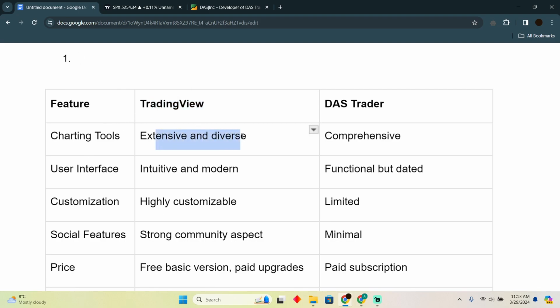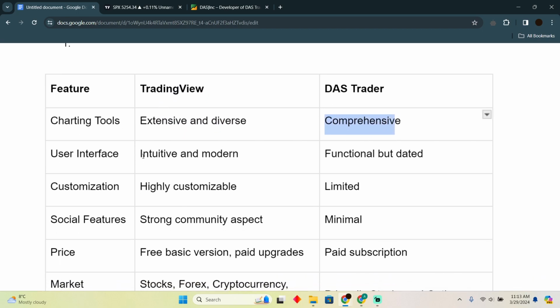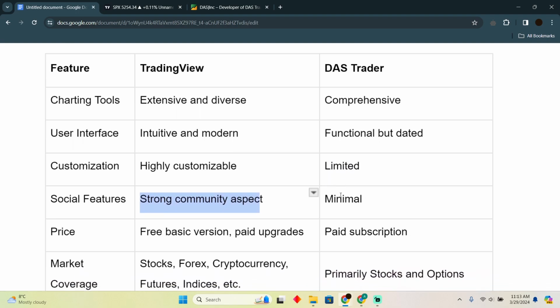TradingView has extensive and diverse charting tools, while DAS Trader has comprehensive ones. If we talk about the user interface, TradingView has an intuitive and modern interface, while DAS Trader has a functional but dated one. If we talk about customization, TradingView is highly customizable while DAS has limited customization. Social features of TradingView have a strong community aspect while DAS Trader has some minimal social features.